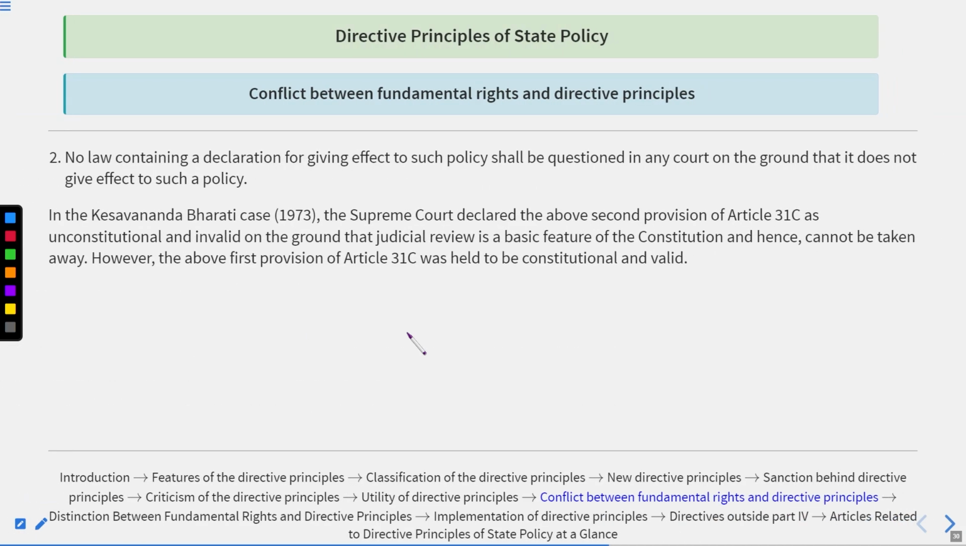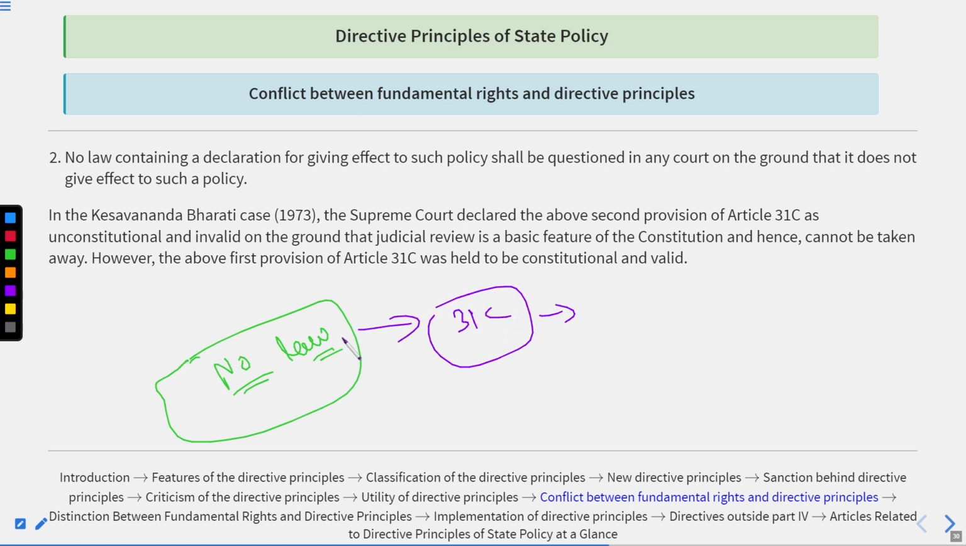The second provision was, no law containing a declaration for giving effect to such policy shall be questioned in any court on the ground that it does not give effect to such policy. All right. So basically, the parliament said that there is no requirement to pass any legislation or law for the implementation of these acts. And this is powered by the newly inserted Article 31C, which was inserted by the 25th Amendment Act, 1971.